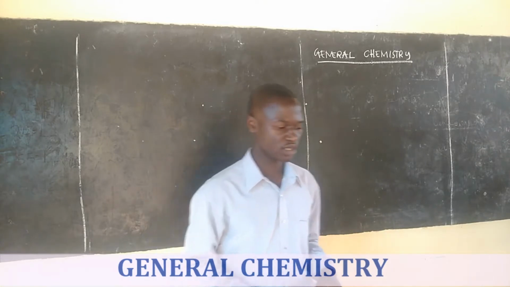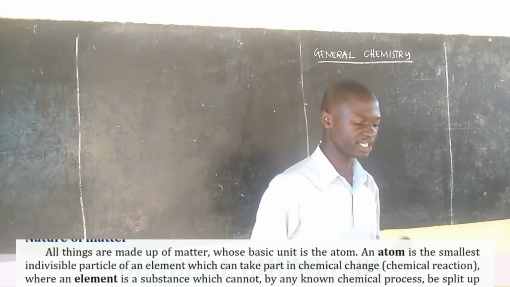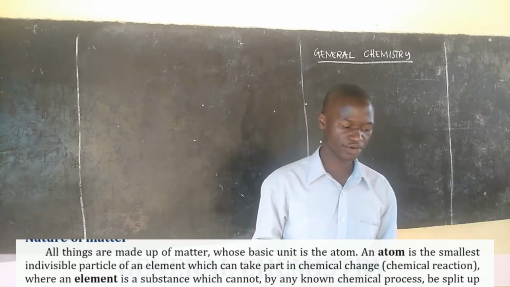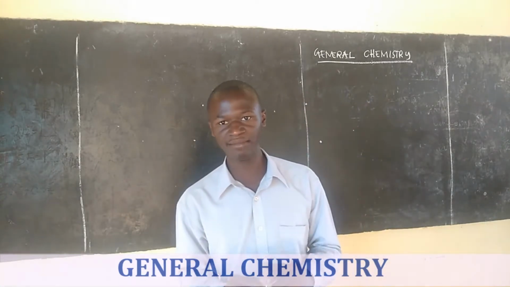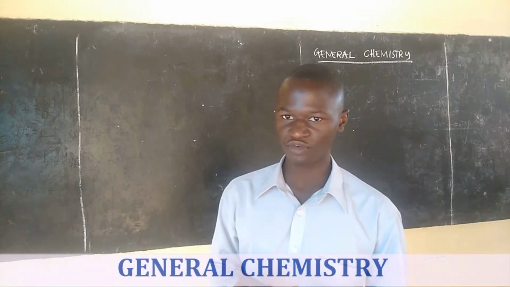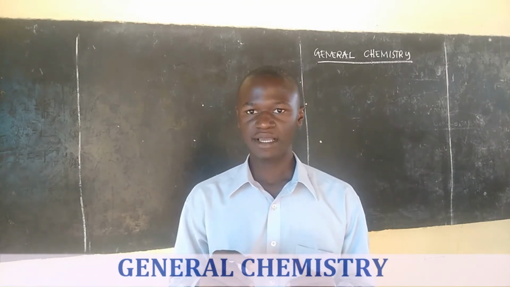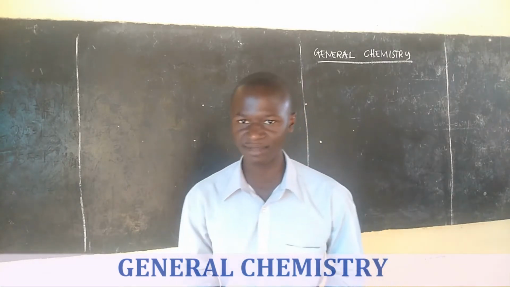By definition, an atom is the smallest indivisible particle of an element which can take part in a chemical reaction. It's the smallest indivisible part of an element. So an atom itself is defined with respect to an element. Smallest indivisible particle of an element. But what is an element then?